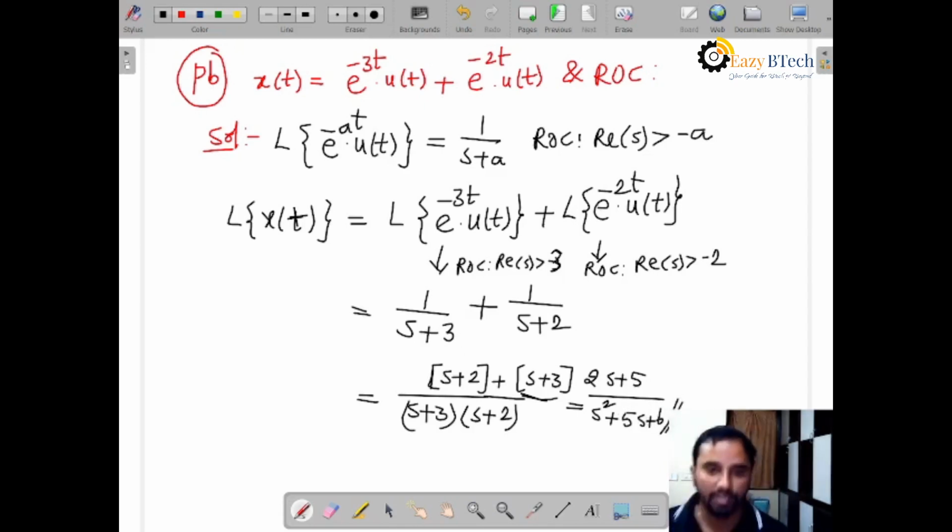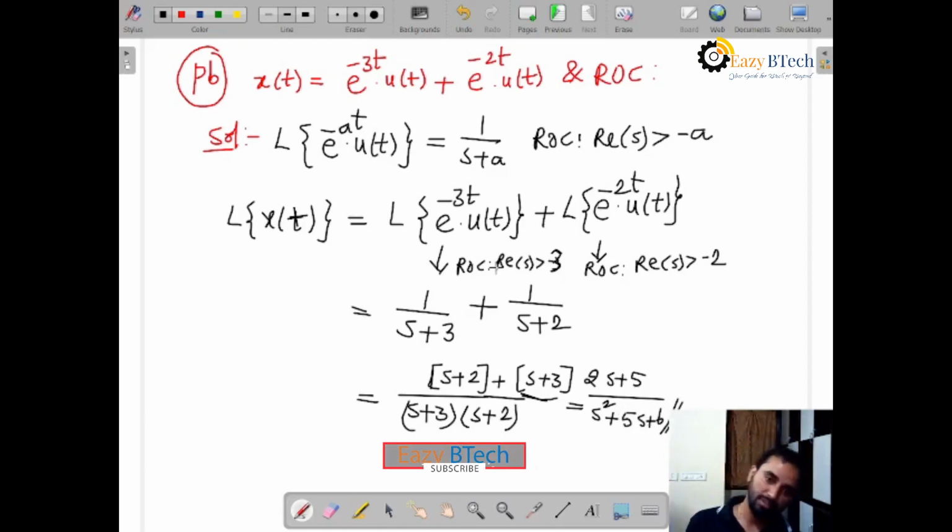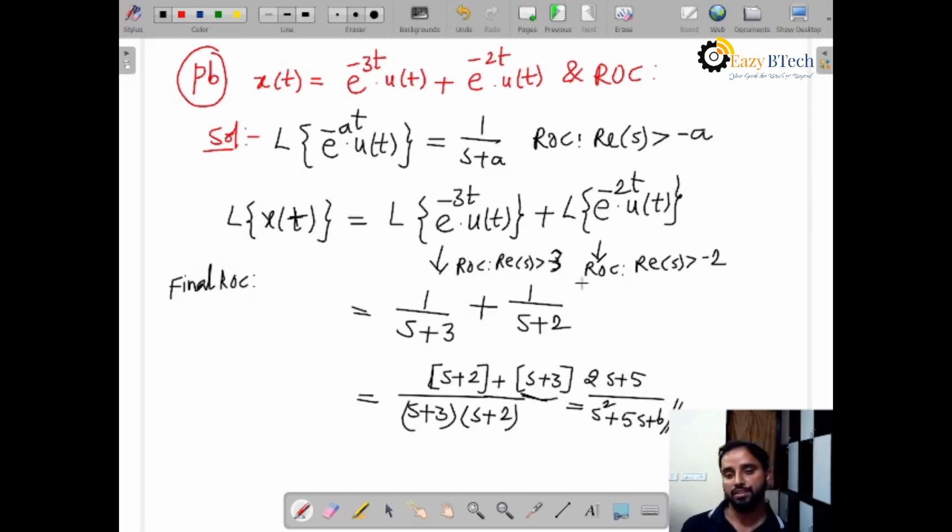And the final ROC, here we have two ROCs. Real part of s is greater than minus 3, real part of s is greater than minus 2. Right? So the overall ROC or final ROC is the intersection of these two. Intersection of these will become the final ROC, the common ROC of these two.